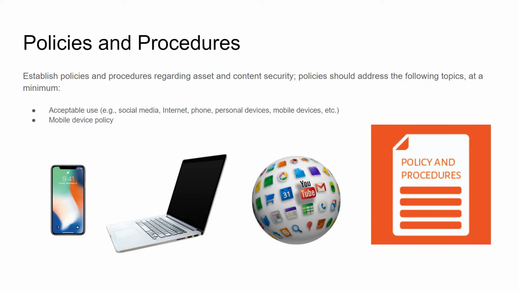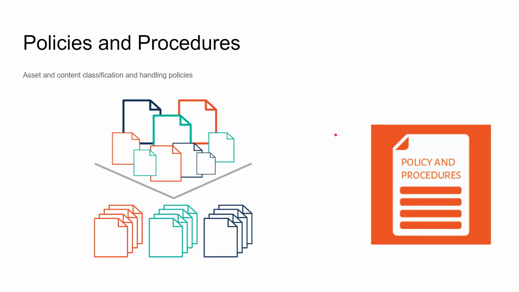So the first thing is you should have a policy for acceptable use of social media, internet, phone, personal devices, mobile devices, etc. And also how you can actually use mobile within the company, because these days mobile phones have recording capability. Because of that there is a risk involved in this. So that's why we should have proper policies for that. We will cover these policies in our coming video.